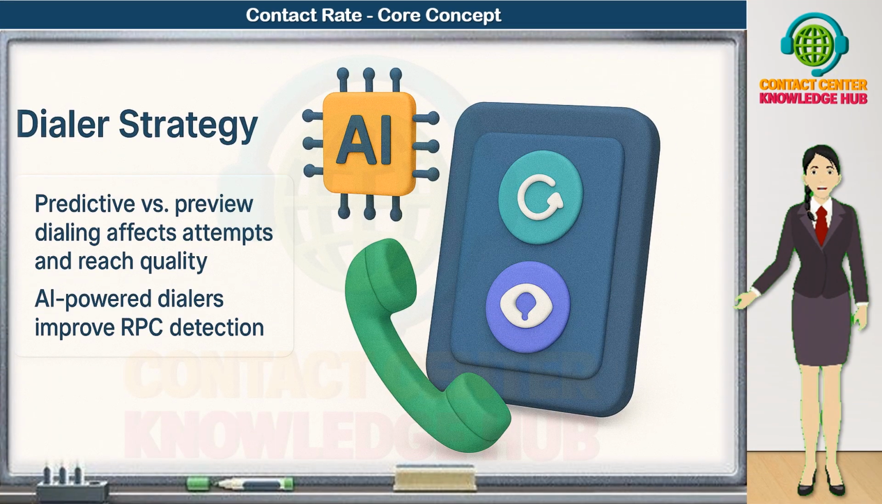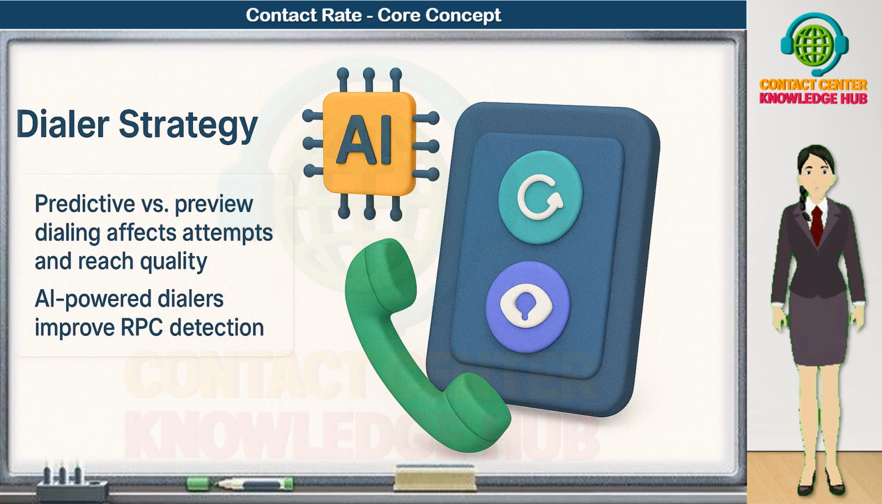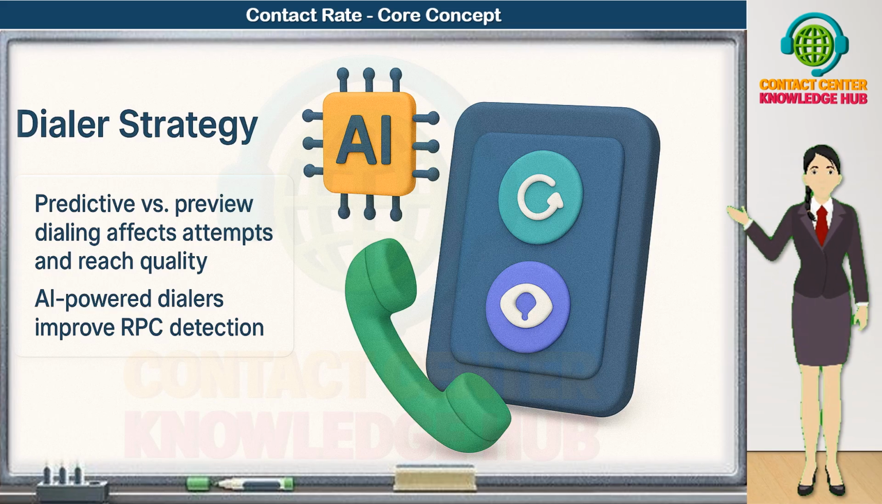Another important component influencing contact rate is the dialer strategy. The way your dialer operates can significantly impact both the number of attempts and the quality of connections. For example, predictive dialing focuses on maximizing call volume by automatically dialing multiple numbers, ideal for large-scale campaigns, but it may lead to abandoned or low-quality connects if not fine-tuned. On the other hand, preview dialing allows agents to review customer details before initiating the call, resulting in fewer attempts but often higher quality conversations.